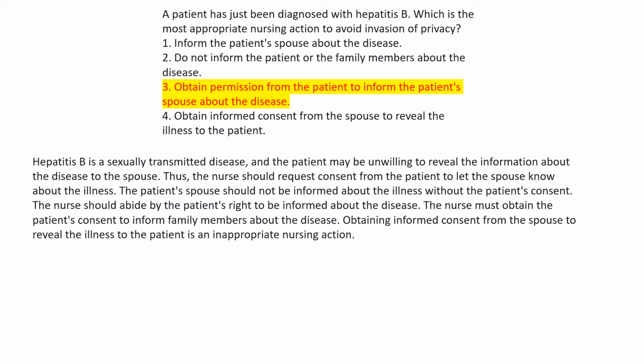The patient's spouse should not be informed about the illness without the patient's consent. The nurse should abide by the patient's right to be informed about the disease. The nurse must obtain the patient's consent to inform family members about the disease. Obtaining informed consent from the spouse to reveal the illness to the patient is an inappropriate nursing action.